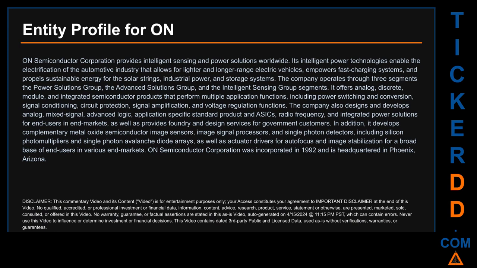Its intelligent power technologies enable the electrification of the automotive industry that allows for lighter and longer-range electric vehicles, empowers fast charging systems, and propels sustainable energy for the solar strings, industrial power, and storage systems. The company operates through three segments: the Power Solutions Group, the Advanced Solutions Group, and the Intelligent Sensing Group segments.